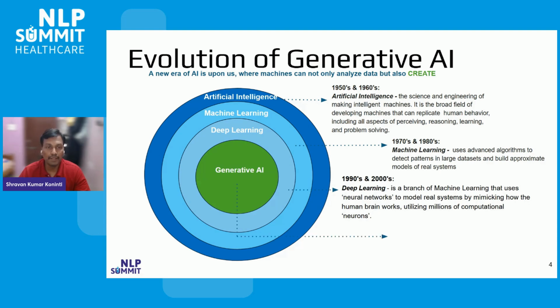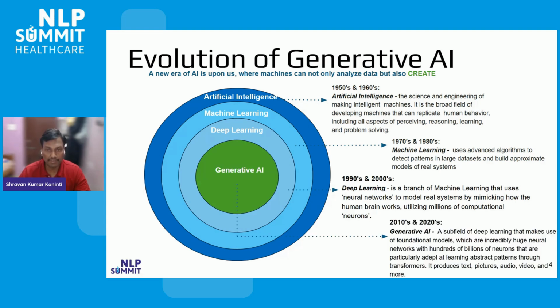Finally, we have a subset of deep learning, which is the current trend that we are in, called generative AI. It uses huge neural network models, going from millions of neurons to billions of neurons, and it is quite adept at learning abstract patterns through transformer models, which are the backbone of the LLM, I would say. And it produces text, pictures, audio, and videos.